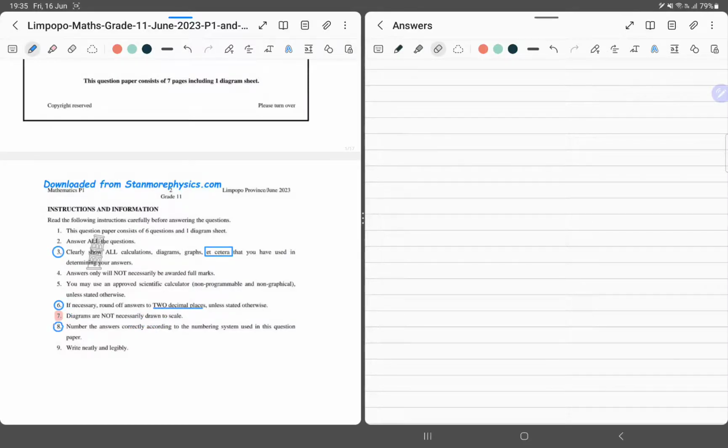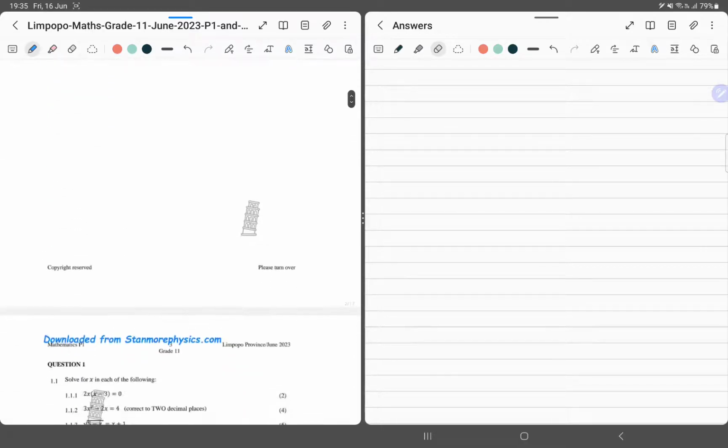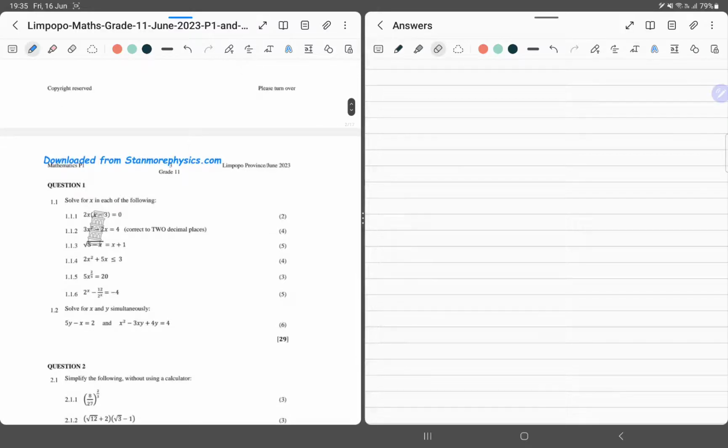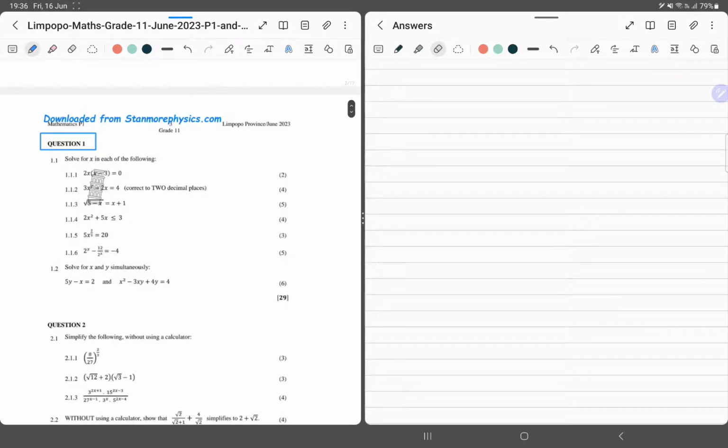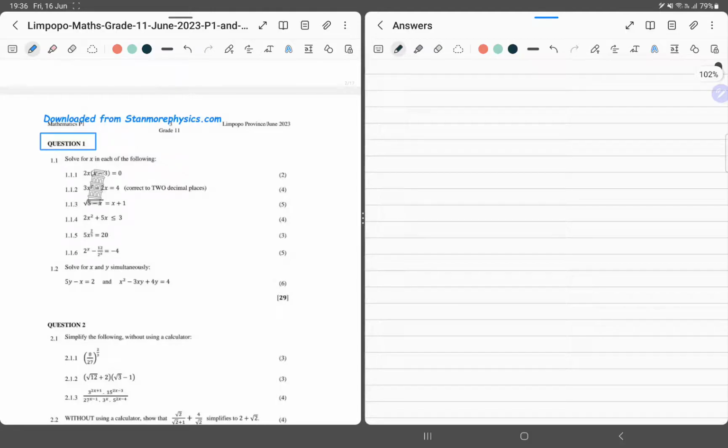The other issue is the numbering. Number them according to the system of this question paper. Anyway, now that we are done, let's get to question 1. So question 1, we are dealing with quadratic expressions mainly, but at times they can mix them up in grade 11 with other algebraic expressions or equations. All right, so let's start.